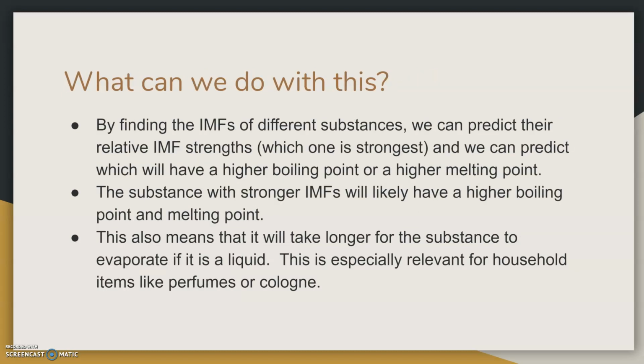What can we do with this? By finding the IMFs of different substances, we can predict their relative IMF strengths. Which one is strongest? We can predict which will have the higher boiling point or the higher melting point. The substance with the stronger IMFs will likely have a higher boiling point and melting point. This also means that it will take longer for the substance to evaporate if it is a liquid. This is especially relevant for household items like perfumes or colognes.